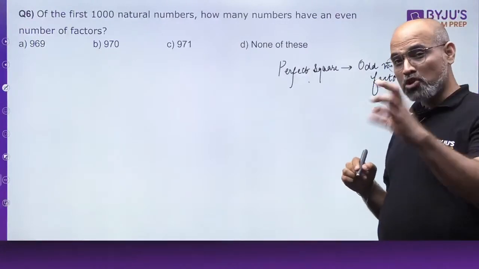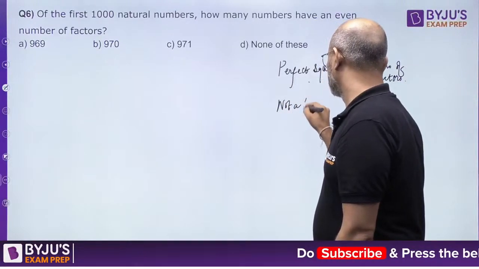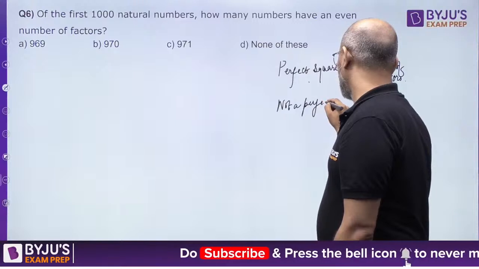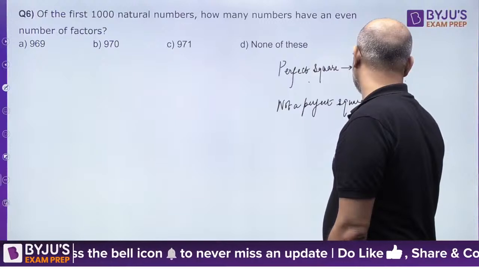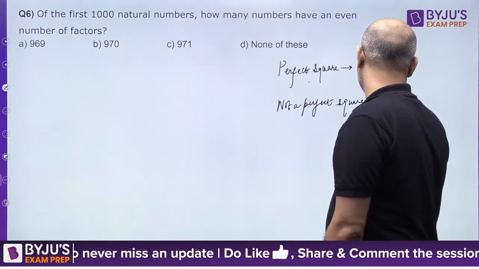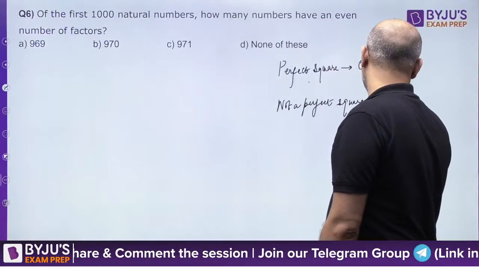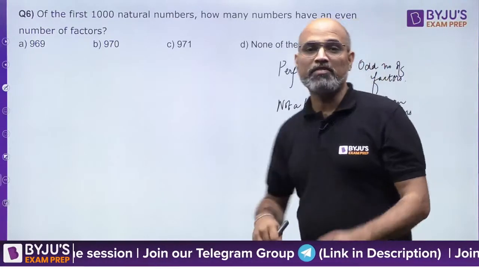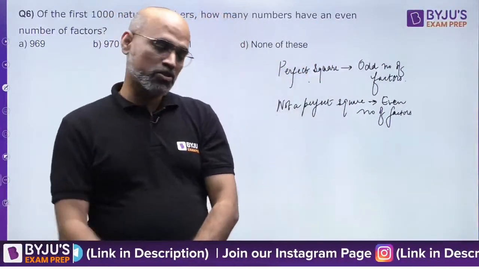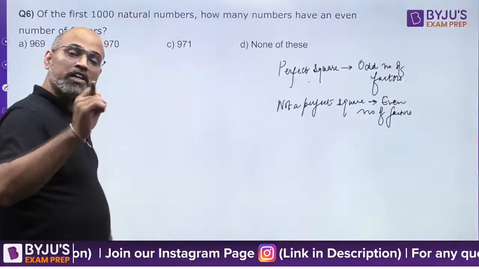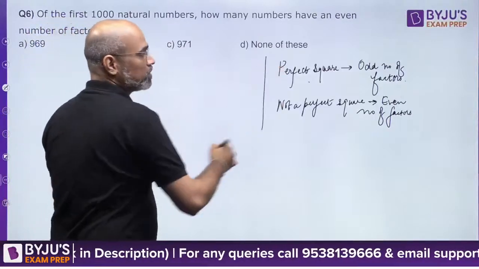And a number which is not a perfect square always has an even number of factors. And vice versa is also true. As in, a number which has an even number of factors is definitely not going to be a perfect square. A number which is going to have an odd number of factors will definitely be a perfect square. ये जरूरी होता है. So remember this.